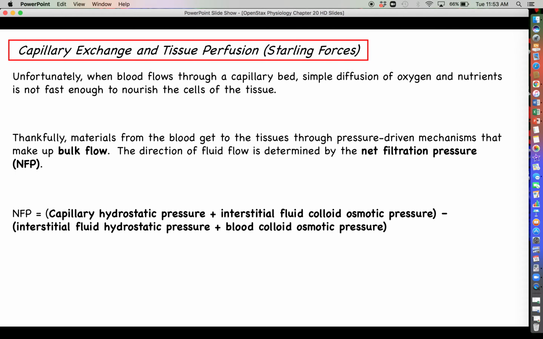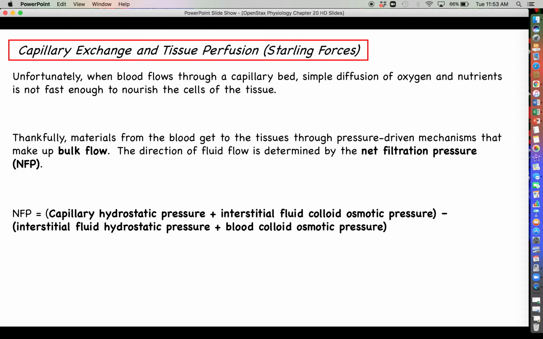So how do you calculate the net filtration pressure? Well, it's actually kind of complicated in the sense that there are four separate pressure forces that we need to consider simultaneously. So I'm not going to ask you to do any of these calculations. I just want you to be aware of what goes into it.